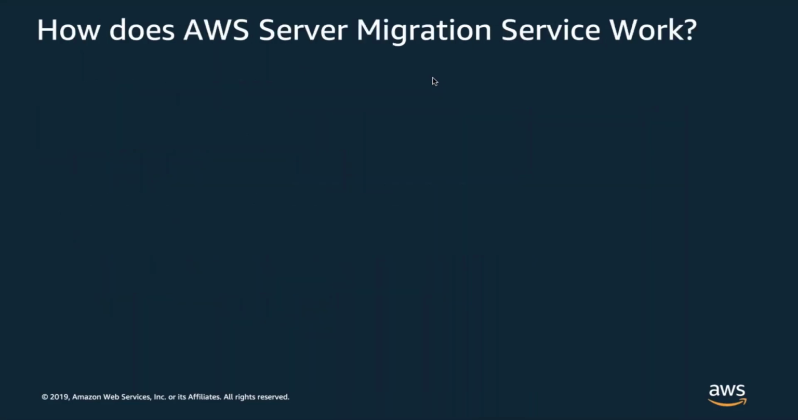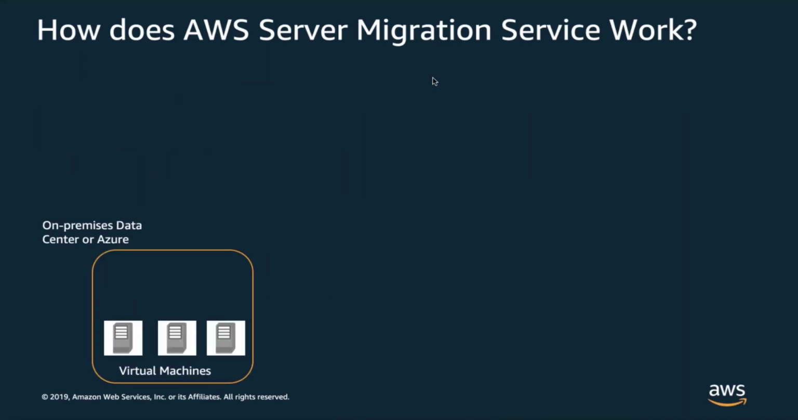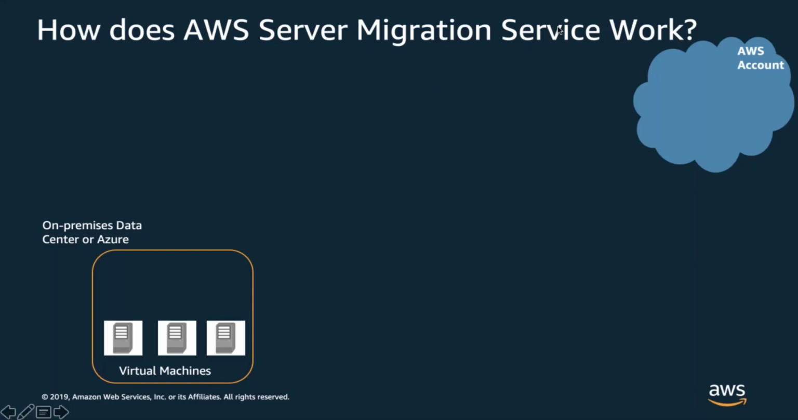So how does AWS Server Migration Service really work? When you begin, you have all your virtual machines in your on-premises data center or in Azure, and you create your AWS account where you want to migrate these virtual machines. So to achieve this objective, the first step is to deploy Server Migration Connector. This is a pre-configured virtual machine which will be deployed in the hypervisor, and this connector is going to connect the source infrastructure to the target infrastructure, which is the AWS account here.